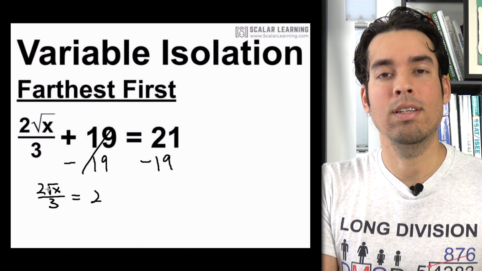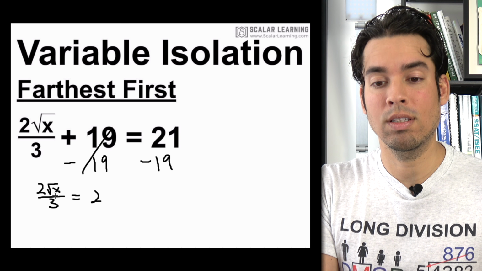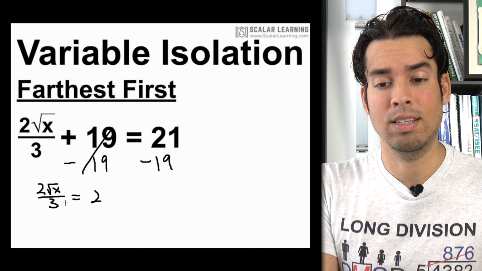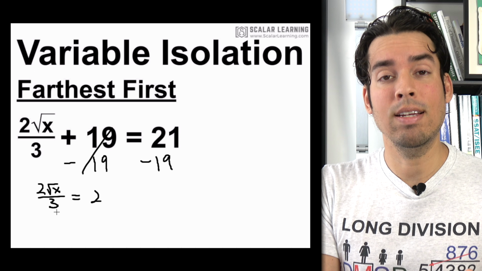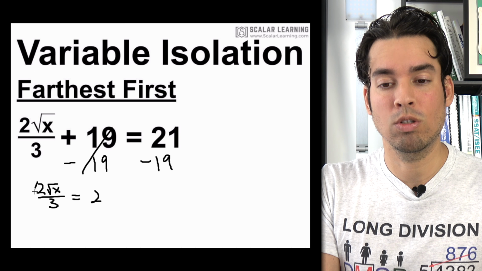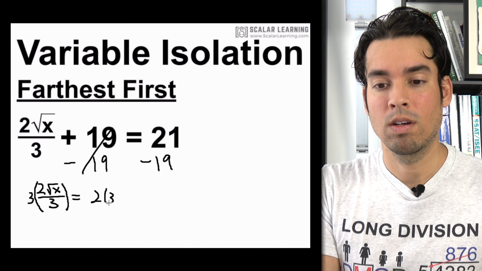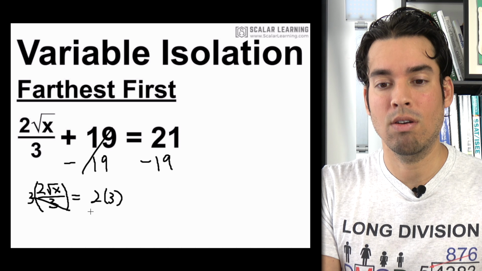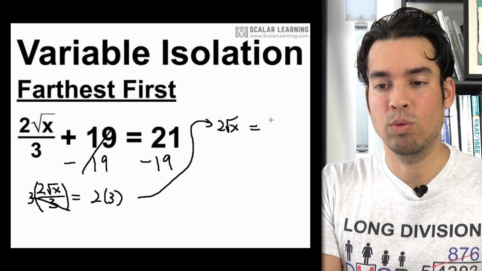Excellent. Now, what's the next thing? Well, the 3 is the next thing that is farthest away. The 2 is on the same level, and the square root is happening directly to the x, so I want to get rid of that 3. Currently, the x is being divided by that 3, so we want to do the opposite of division, which is multiplication. So we multiply both sides by 3. These cancel out and we get 2 radical x equals 2 times 3, which is 6.